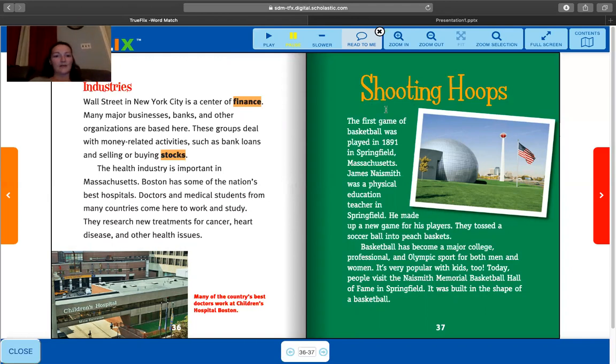And I'm going to read this to you because I thought this was interesting. Shooting hoops, something Miss Mack learned from reading this text. The first game of basketball was played in 1891 in Springfield, Massachusetts. James Naismith was a physical education teacher in Springfield. He made up a new game for his players. They tossed a soccer ball into peach baskets.